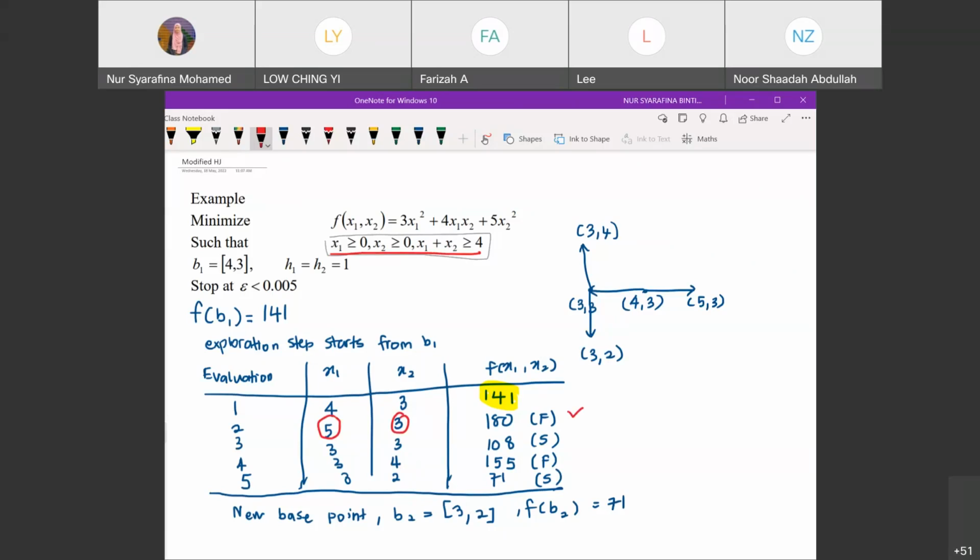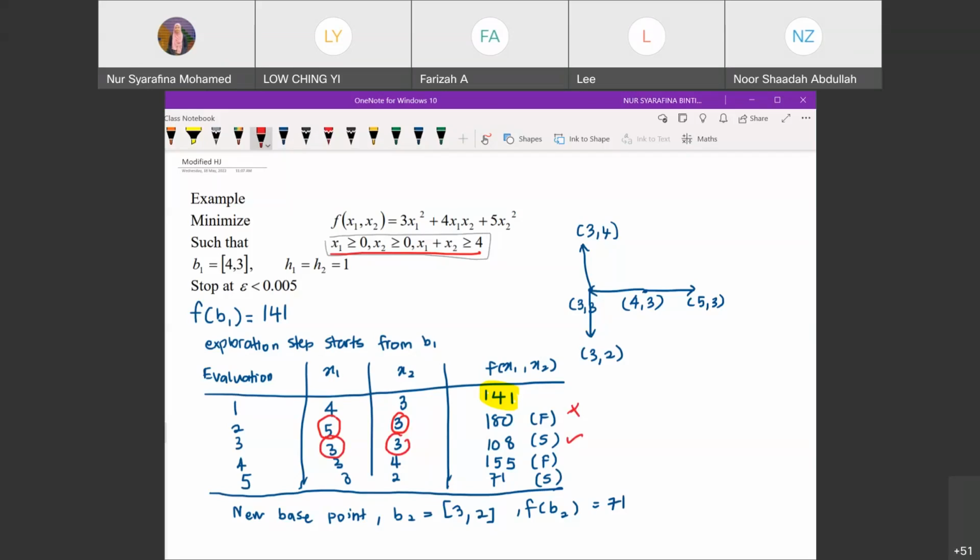Okay, and for this one, 108, of course, it is less than 141, and then you need to check 3 is greater than 0, 3 is greater than 0, and x1 plus x2, 3 plus 3 is 6, greater than or equals to 4. Then it is success. Okay, understand or not? You have to check one by one.